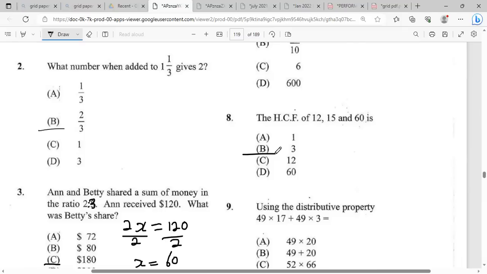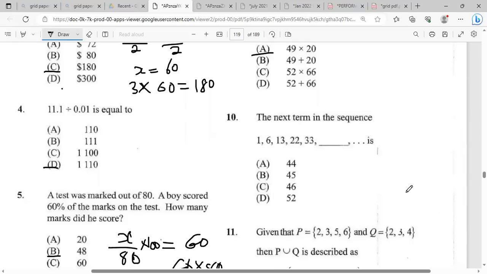Using the distributive law, 49 times 17 plus 49 times 3. So all we have to do is take out the common factor and add these. So it's going to be 49 times 17 plus 3, which is 20.